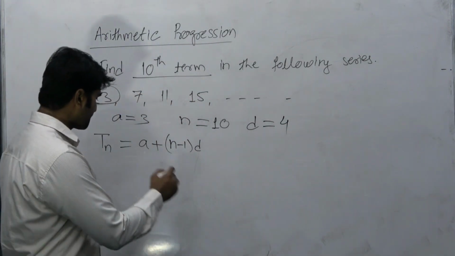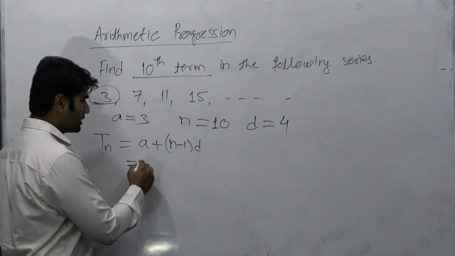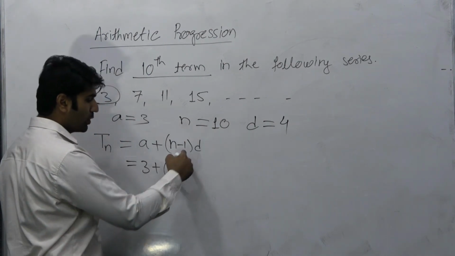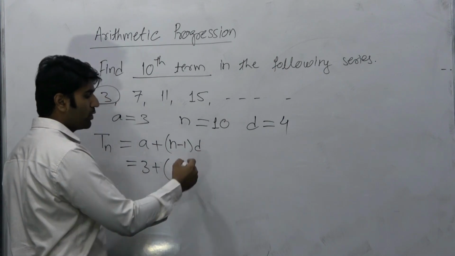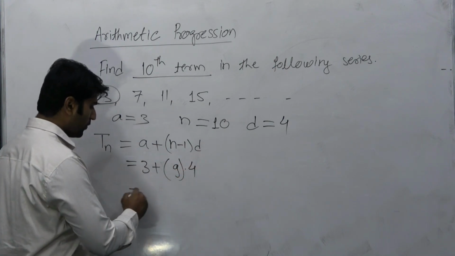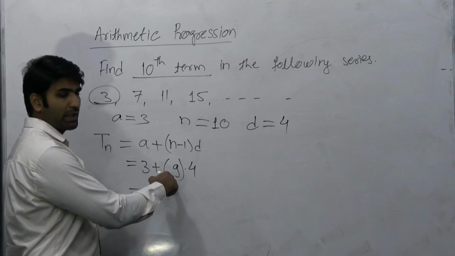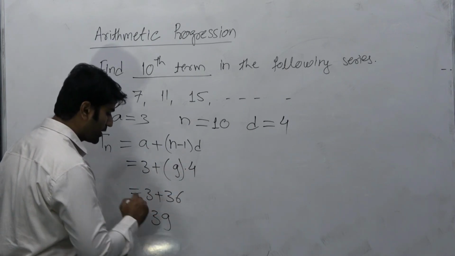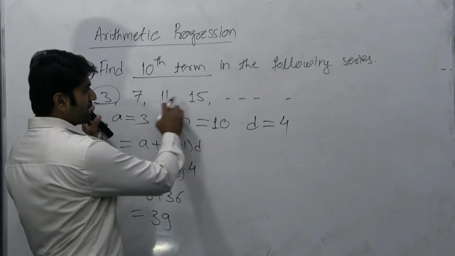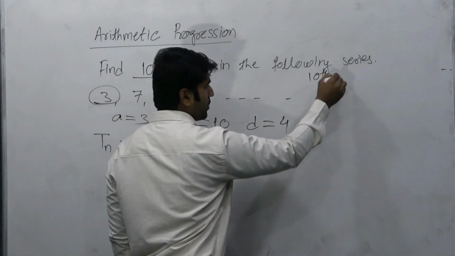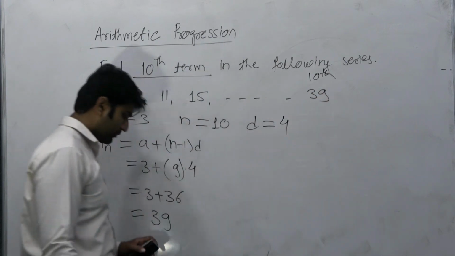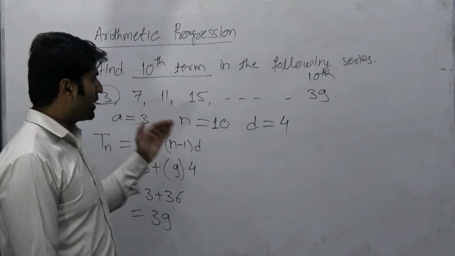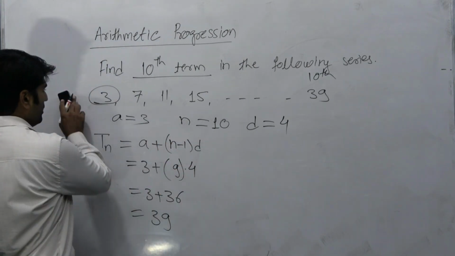Right. So solve the problem. a means 3 plus n, the value of n is 10, 10 minus 1 means 9 into d. What is the difference? 4. So therefore 3 plus 9 into 4, 36. So 36 plus 3, 39. So in the series, the 10th term will be 39. Okay, so in this way we can solve many problems. Let's take another example.